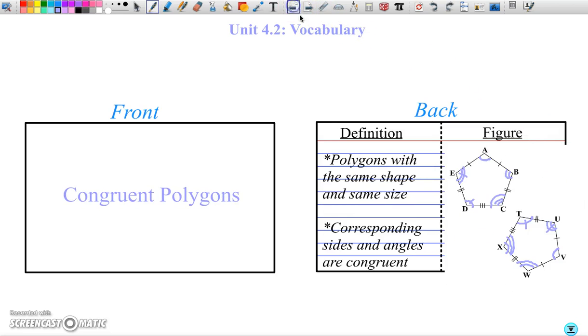If I go back now to this pentagon, and this you can add to the card, I just don't have any room, I name it A, B, C, D, E. You'll notice when I name it, I go in clockwise order. I don't jump around, A, E, B, D, C, none of that. You have to go all in one direction. So I would say that pentagon ABCDE is congruent to what?